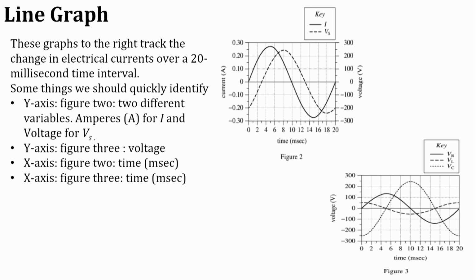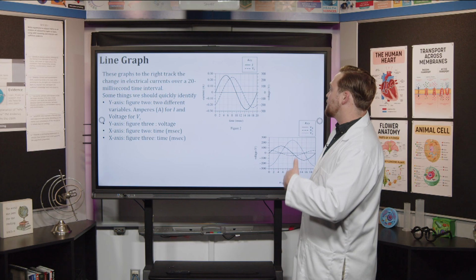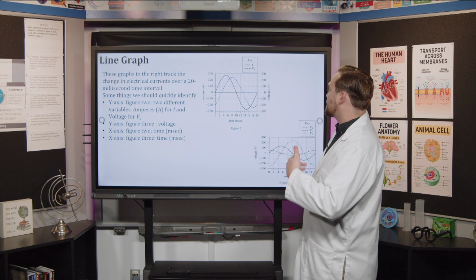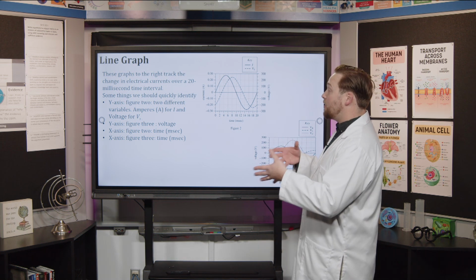Okay, let's look at the x-axis for both of these. The x-axis for figure 2 is time in milliseconds, and the x-axis for figure 3 is also time in milliseconds. So these graphs are very, very similar. On the x-axis, they're both time. On the y-axis, they're both voltage. So they're very, very similar.